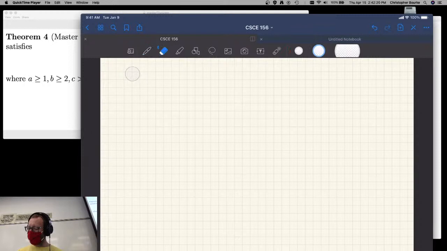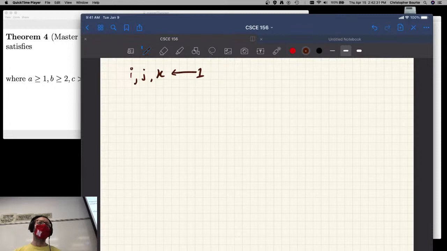Actually, here's a skim. I'm going to need a bunch of index variables, i, j, and k. I'm going to start them all at 1. Pseudocode, right? I just made up a new rule. You can assign the same value to multiple variables. You can do that in Python, by the way.